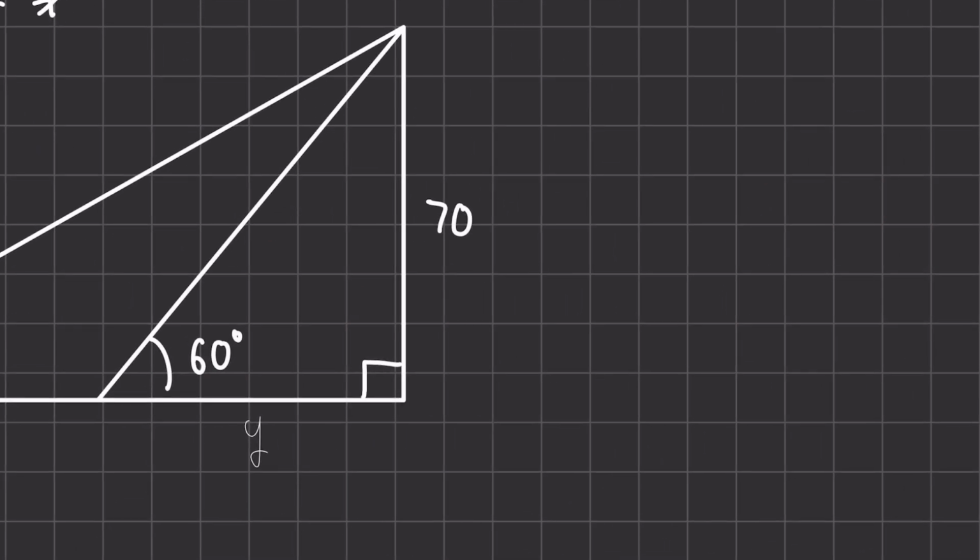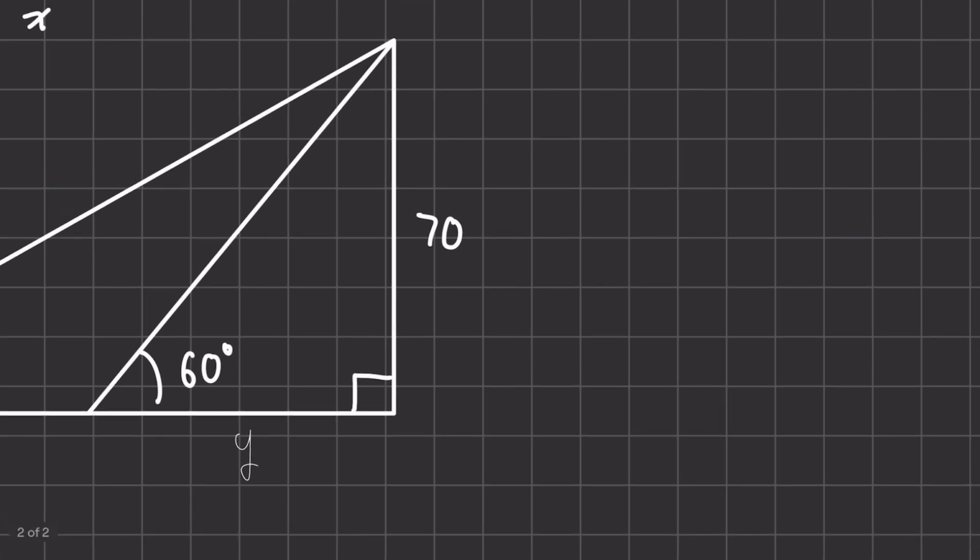So here, we can use trigonometry. 70 is opposite to angle 60 and y is adjacent. The ratio that involves opposite and adjacent side is tangent. So tangent 60 degrees is going to be equal to opposite over adjacent. Isolating for y, we get that y is equal to 70 over tangent 60. And using a calculator, that actually simplifies to 70 root 3 over 3.